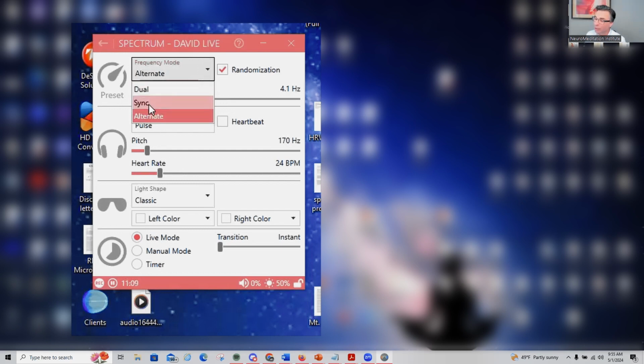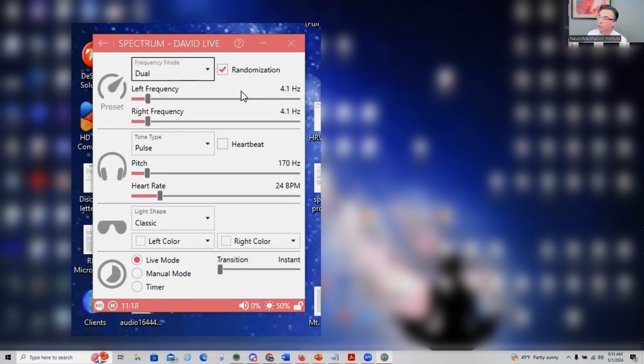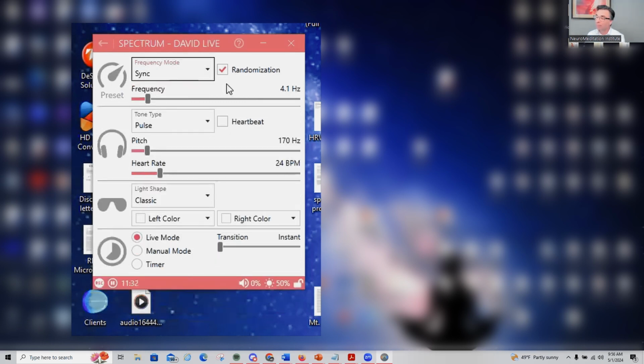And if I put it on sync, also one frequency. They're synchronized. Both of them are doing the same thing. So dual is actually where you have two options. You can do different things with the two different sides of the visual field. Okay, now I'm going to go back to sync for a second.